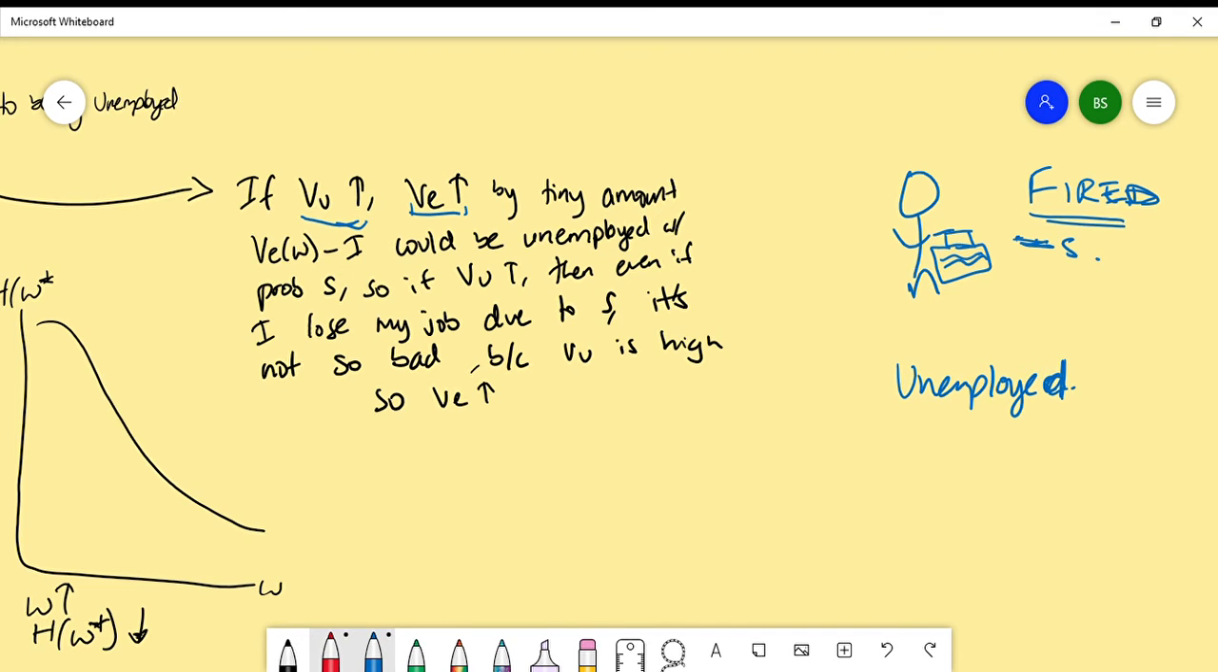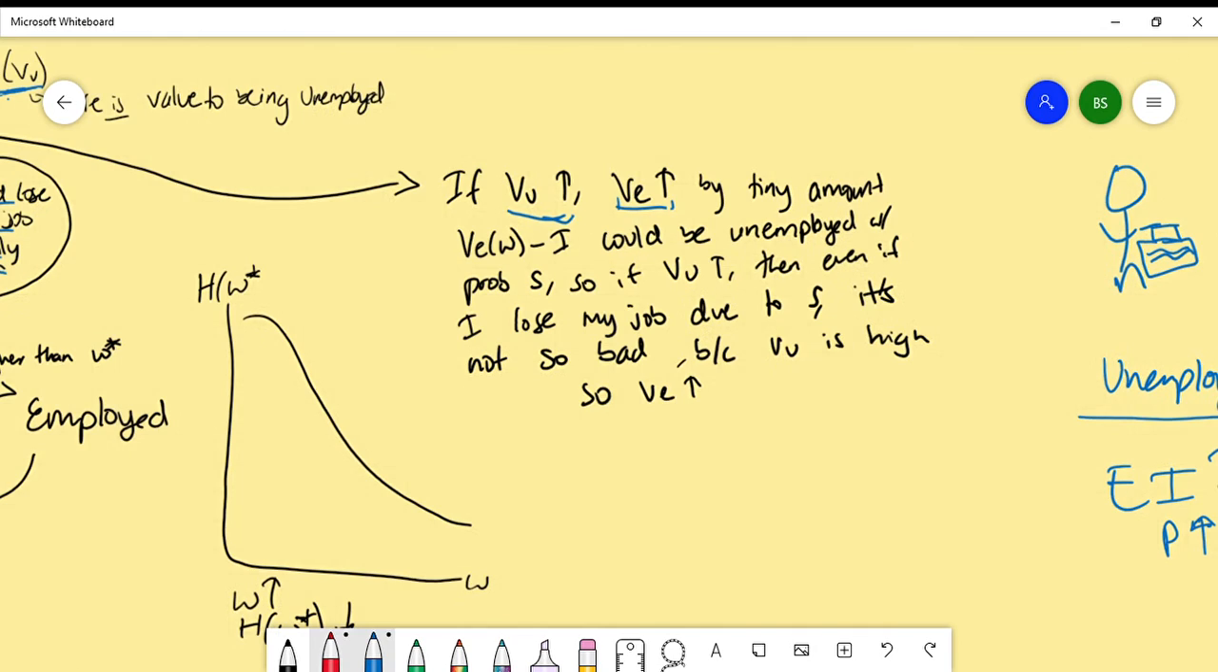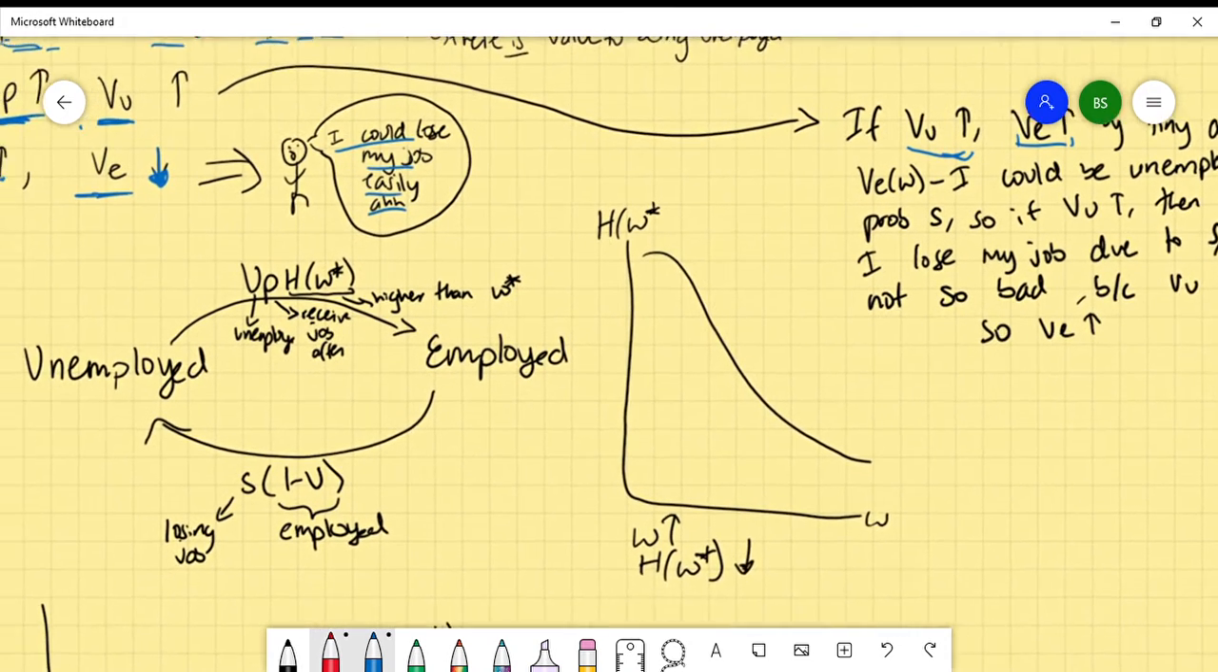So the value of being employed would fall if the value of being unemployed would fall. And by the same thing, if with unemployment I have really high benefits, let's say EI benefits are really high, and the probability of me getting a job again is also really high, then my value of being employed is pretty high too, because it's not so bad if I were to lose my job. So you have to think about it as a cycle, the cycle of being unemployed then employed, and that's how it works.